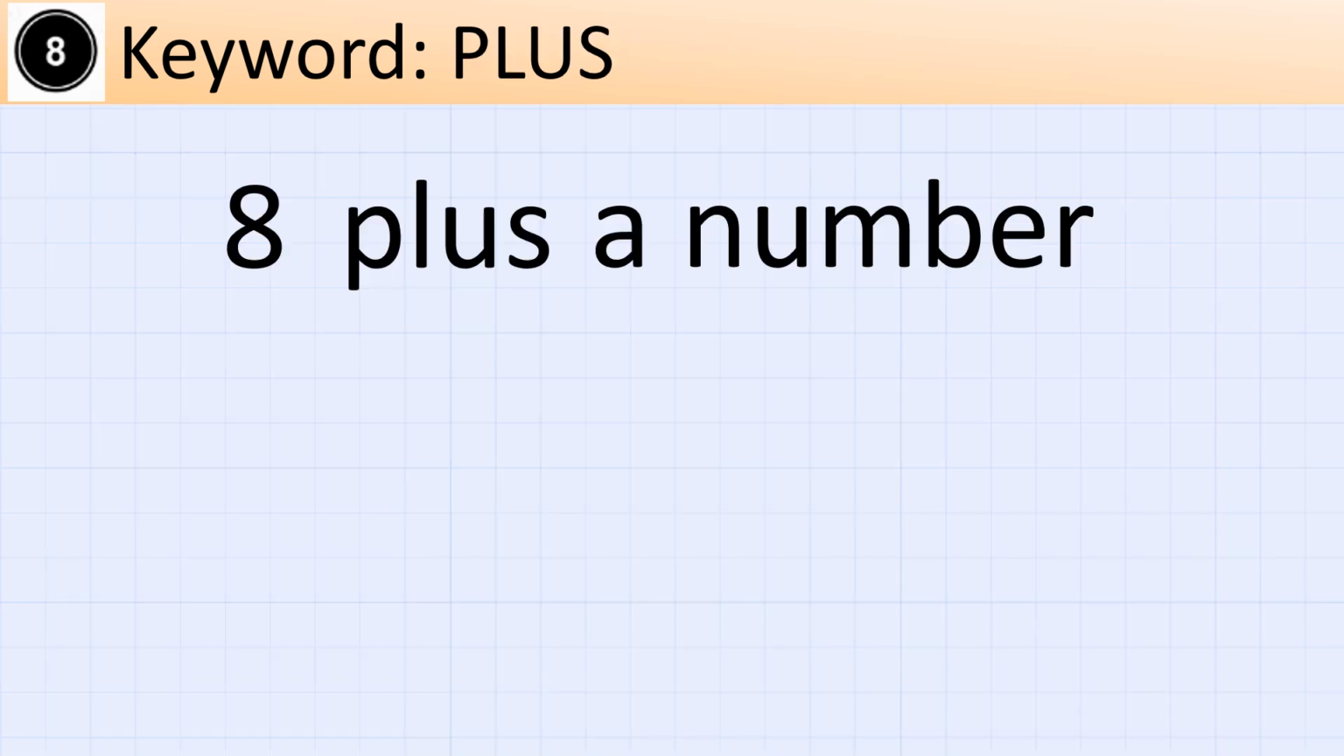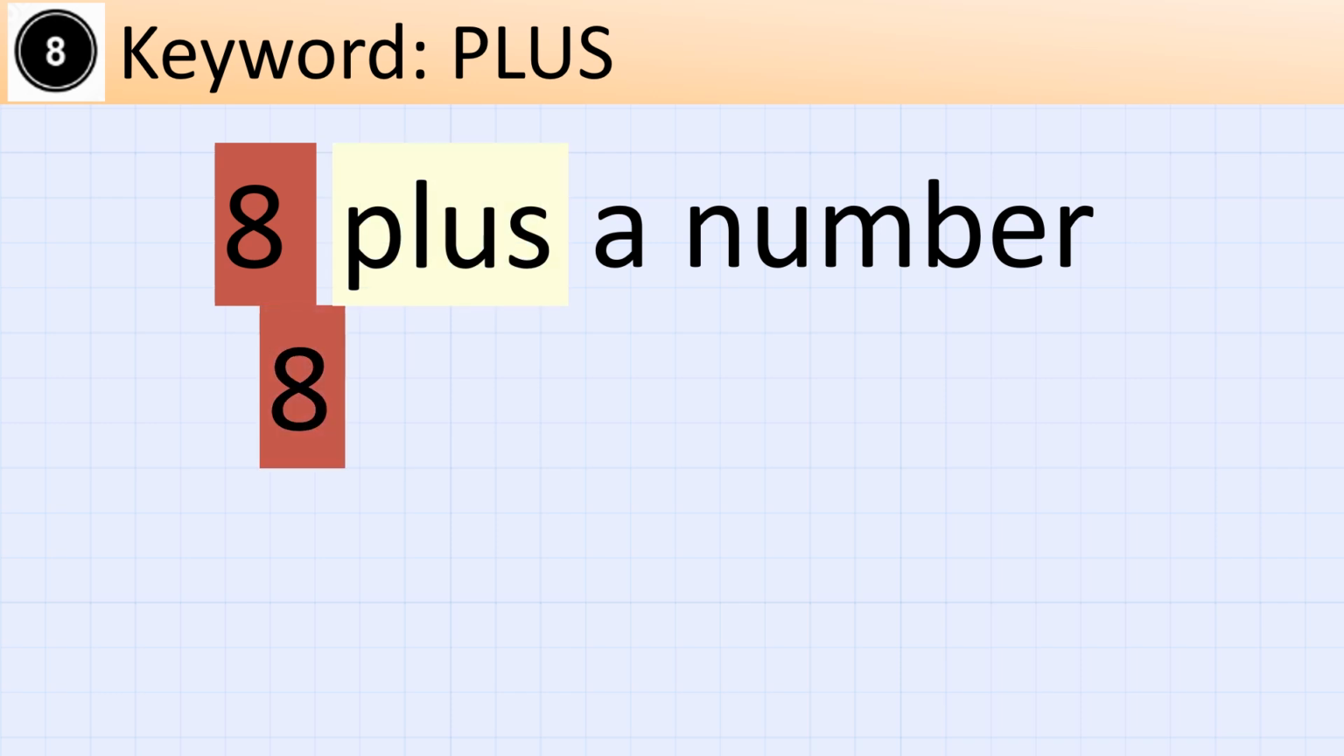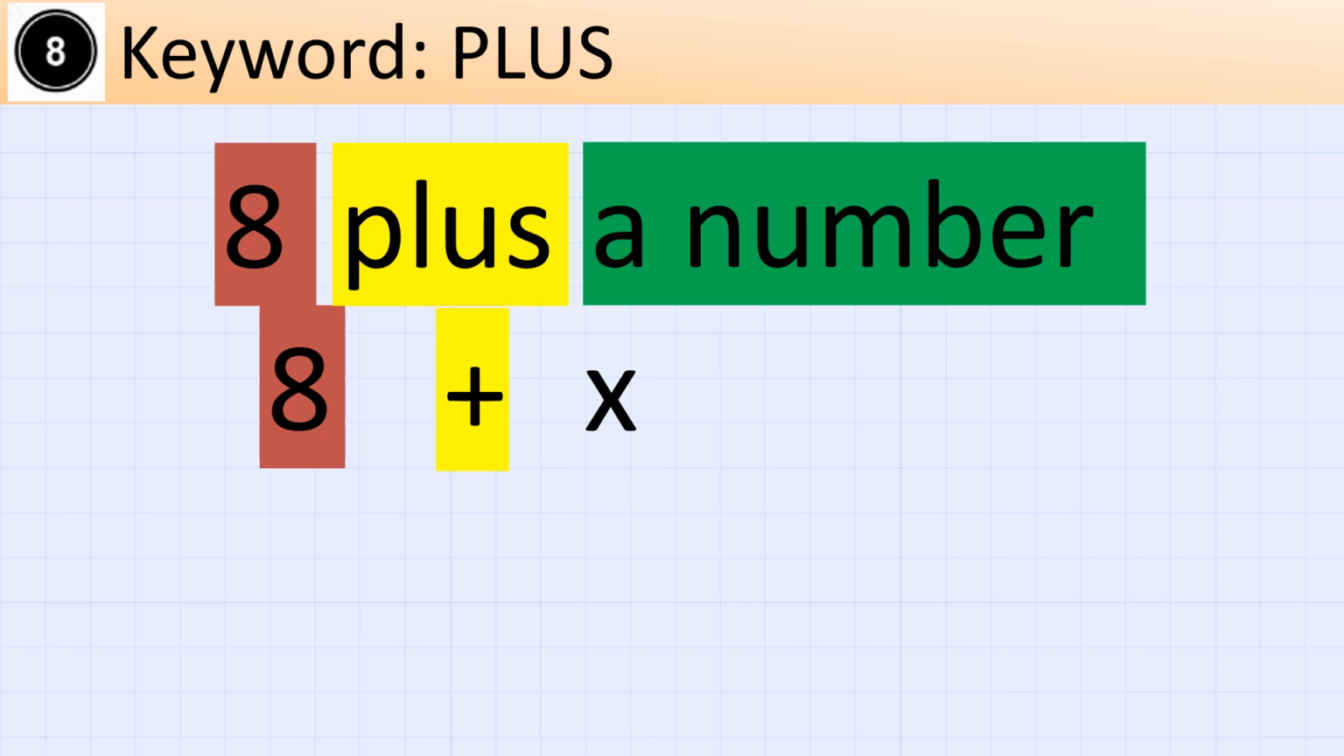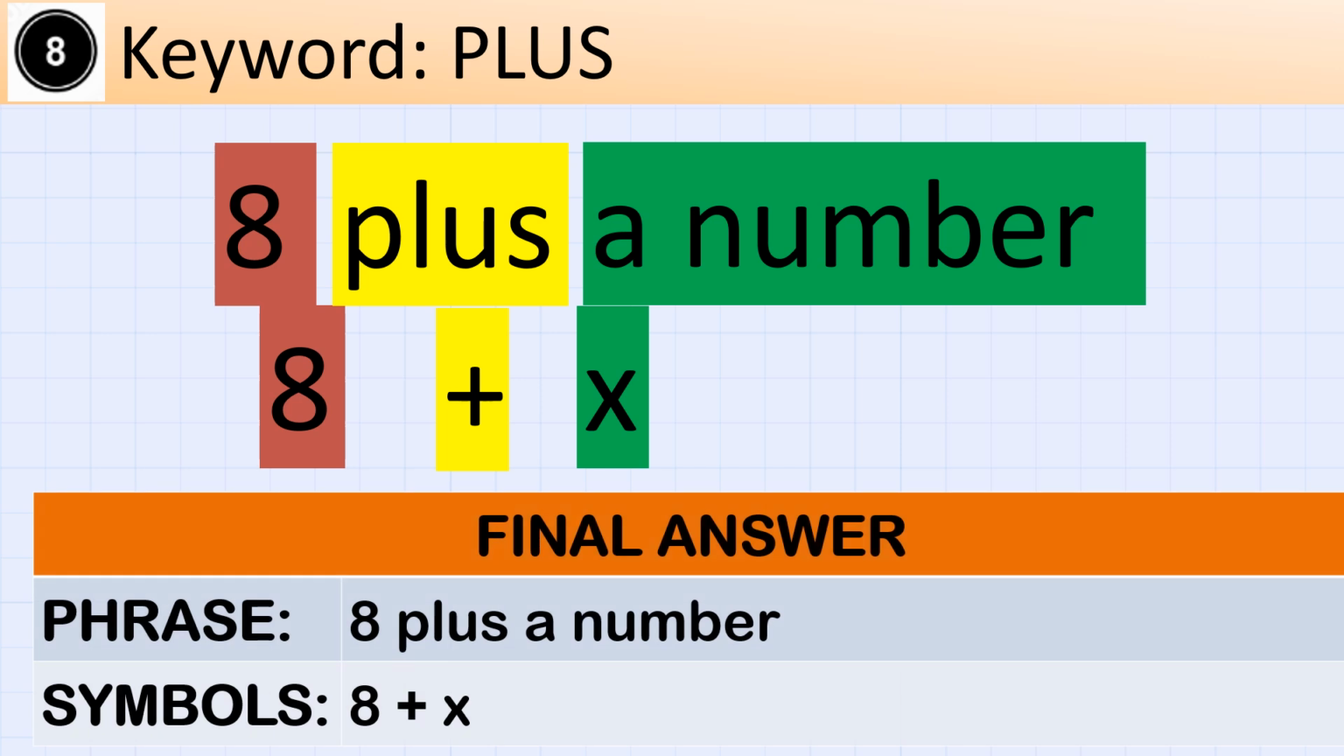Another keyword is plus. Let us use this keyword in a mathematical phrase. Example, 8 plus a number. Copy 8. Plus can be translated to a positive sign or a plus sign. A number can be translated to a variable x. So 8 plus a number is translated to 8 plus x. And that is our final answer.